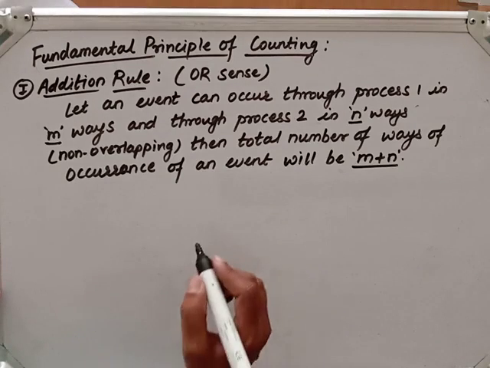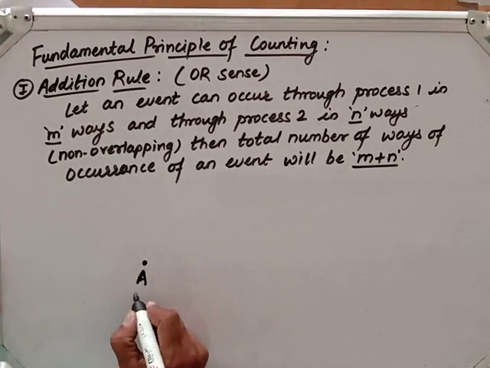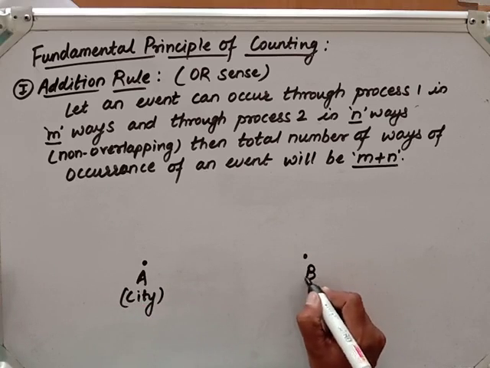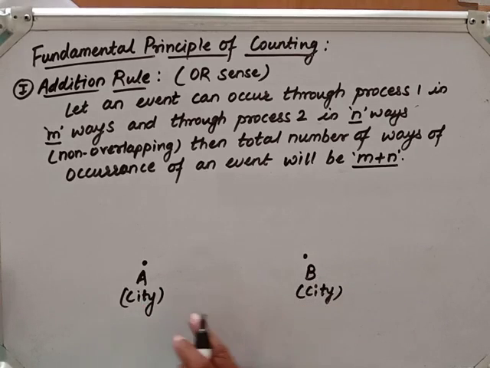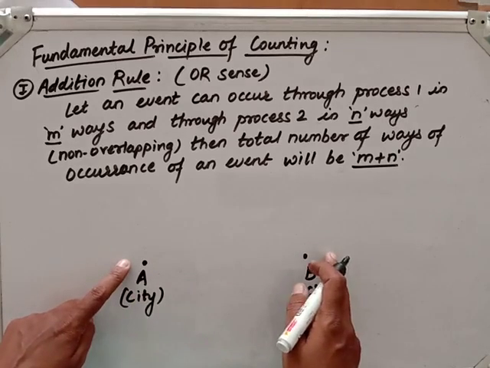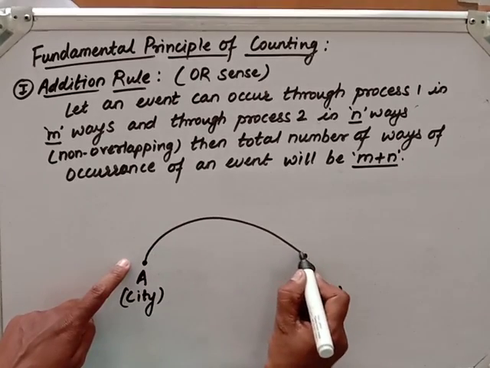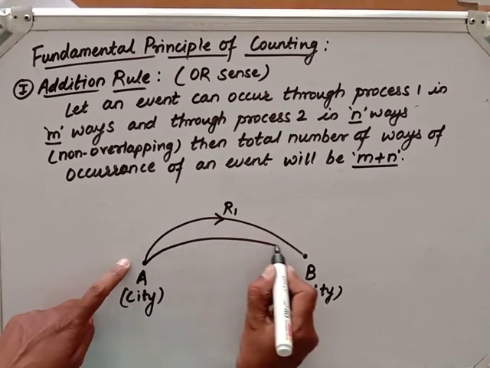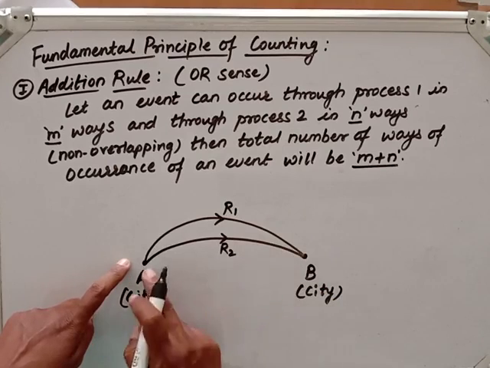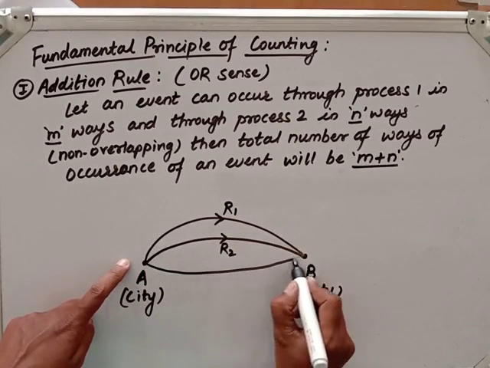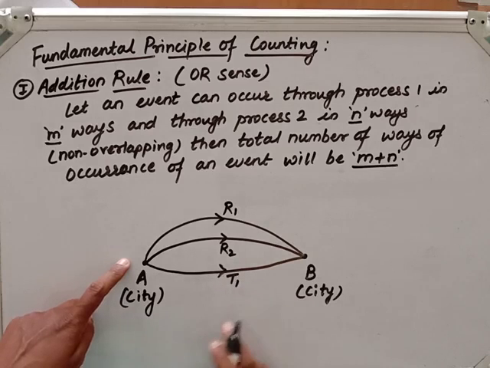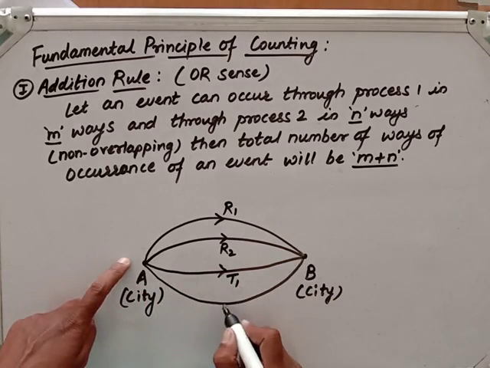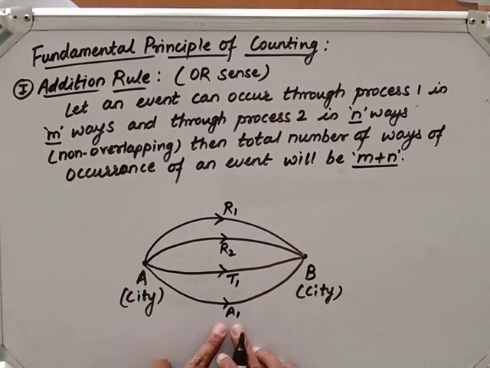Now for this, let me take a very simple example. Suppose there is a city A, and suppose here is the city B. We have to go from city A to city B. Suppose I have one roadway to go from A to B, another roadway from city A to city B. Suppose there is one more way, that is the train, T for train, and one more, suppose an airway.